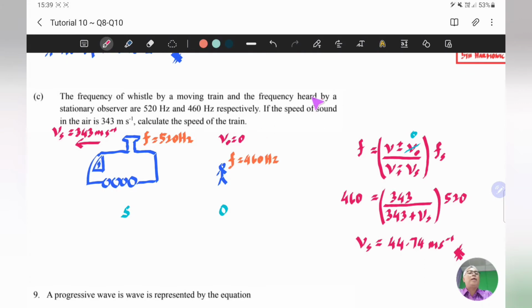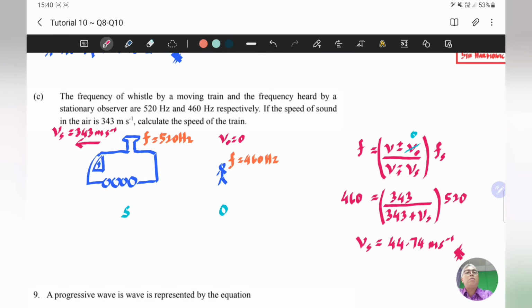I think it is better we simplify everything using a simple diagram. This is the train, where the frequency of the whistle note is 520, and this is the observer, and the frequency heard by the observer is 460. The observer is stationary, it doesn't move, so V of observer equals 0. The train is moving, but we don't know in which direction. Is it moving away or towards? This one is not the speed of the train. This is the speed of the sound wave.